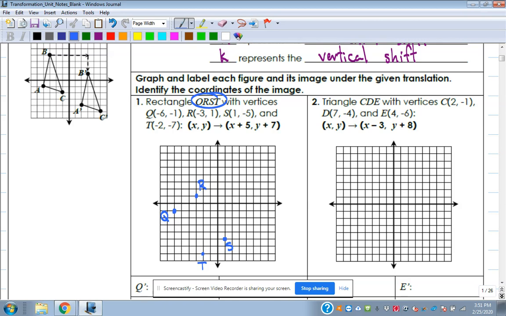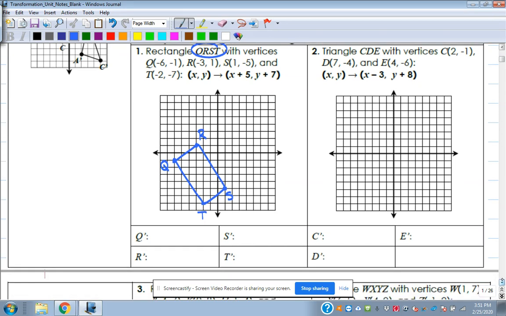So just a straight edge. You don't have to have a ruler because we're not measuring the lengths of those sides. We're just drawing a figure here. So just straight lines if possible, or as best you can. I got a rectangle there, and that is the pre-image for this particular translation. The image, notice underneath there, you've got boxes to fill in for Q prime, R prime, S prime, and T prime. So we're going to write down the ordered pairs of our image.